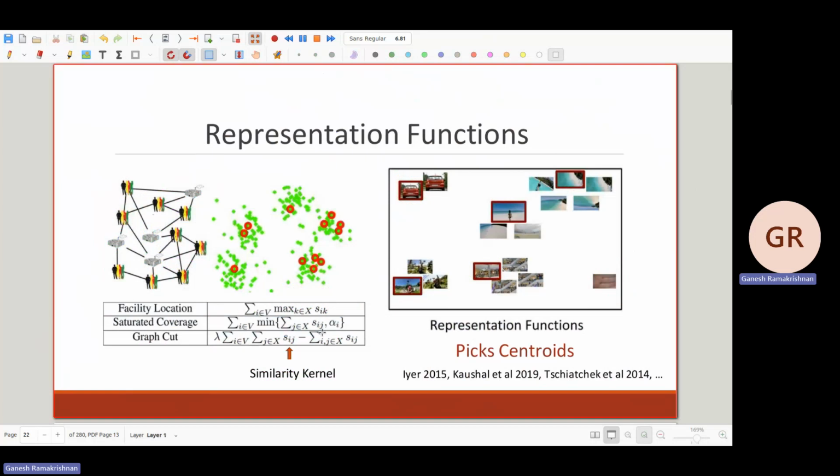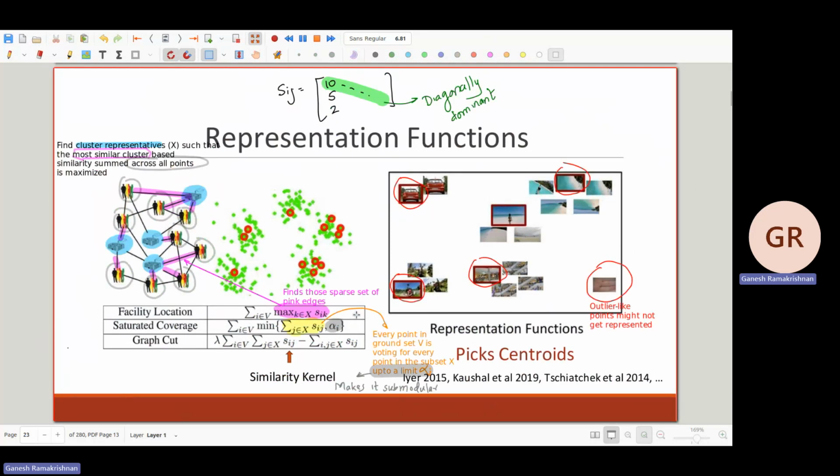The only difference is that I have the same S_ik here also, but instead of a max over k in X, instead of finding the most similar point, what am I doing here in yellow? You're saying every point in the ground set V is voting. There's a vote from every point for every point in the subset X. That's what this is doing: summation over j in X, S_ij. Every point i in the ground set is voting for every point j in X.